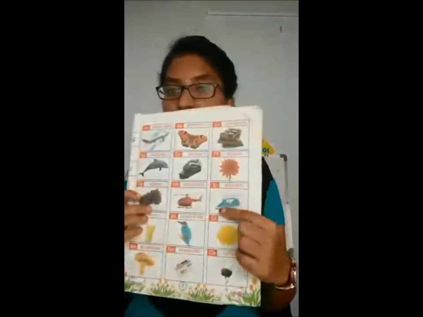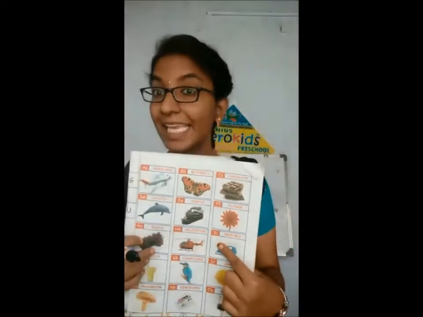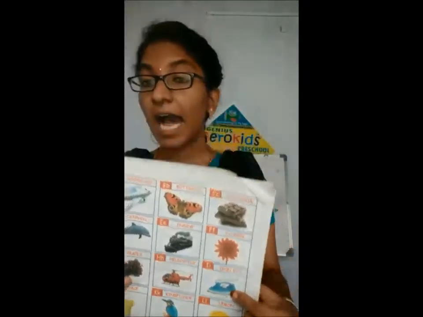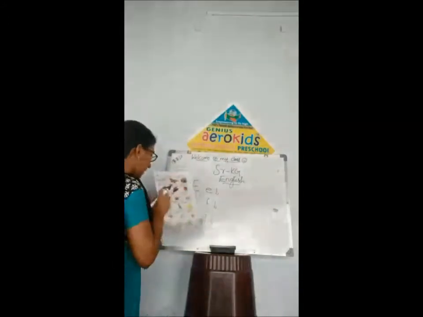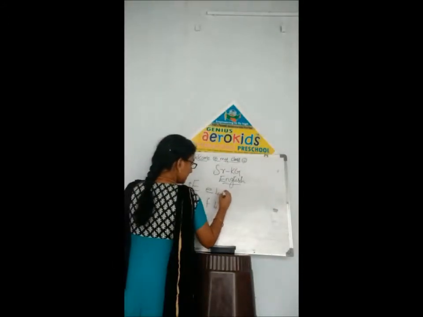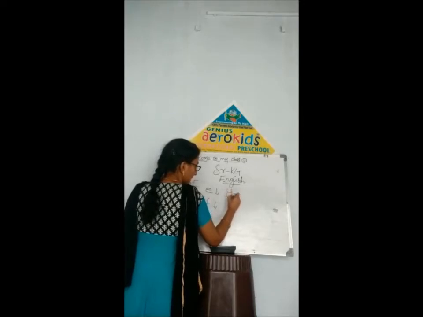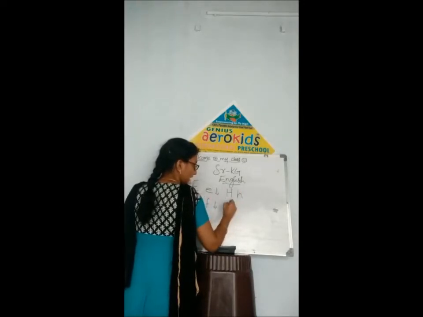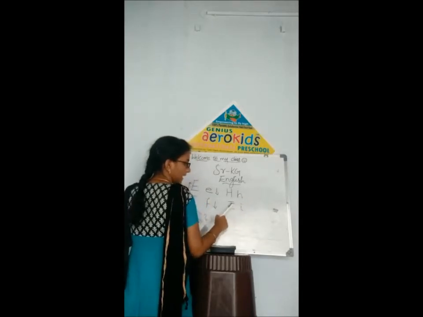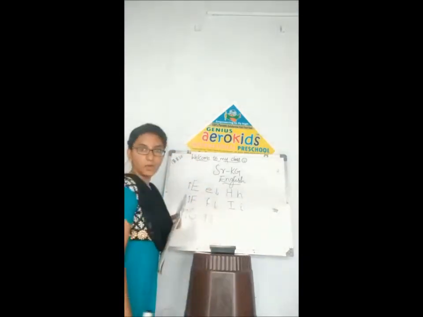Okay. Next, I sounds like E. What picture is it? Iron box. The iron box will take all the creases out of the dress, right? What does it do to our dress? It irons it. So it's called an iron box. Shall we write? Okay. Next letter is H. Capital H and small h. Capital I and small i. Uppercase, lowercase. Uppercase, lowercase. Okay.